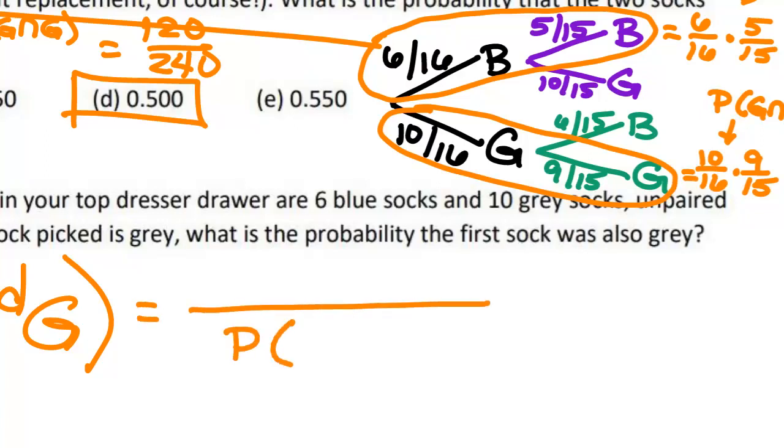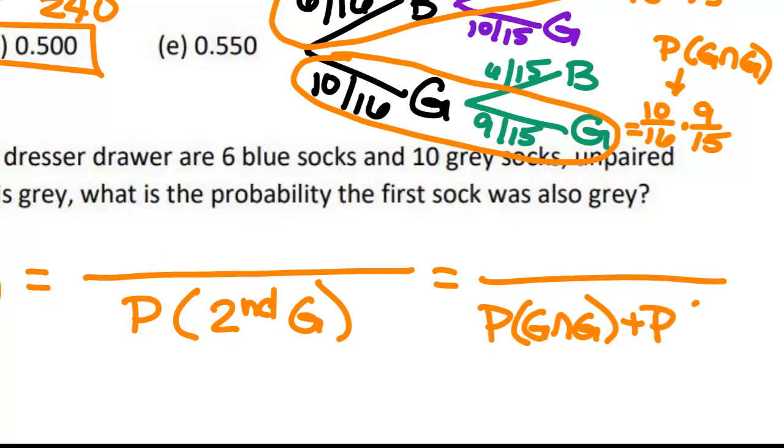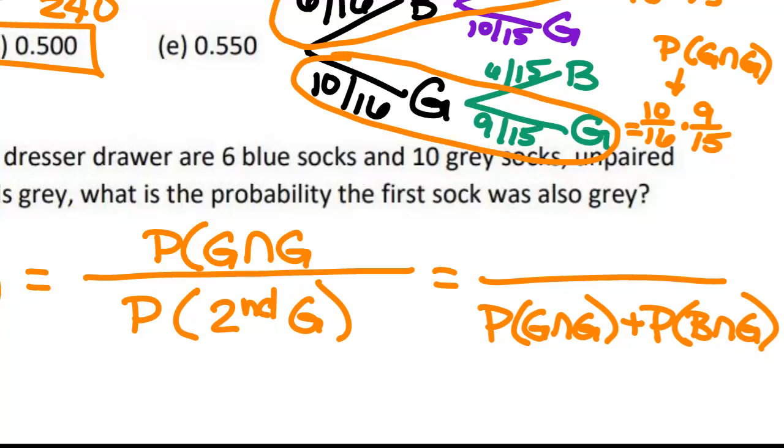So the probability that the second sock is gray would be the probability of gray and gray plus the probability of blue and gray, over the probability of gray and gray. Well, we know the probability of gray and gray was 90 out of 240.